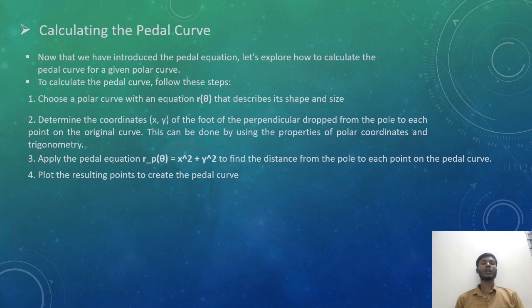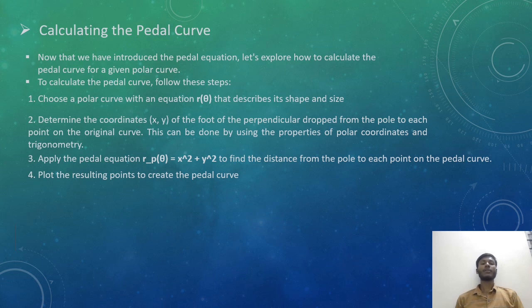Calculating the pedal curve. Now that we have introduced the pedal equation, let's explore how to calculate the pedal curve for a given polar equation. To calculate the pedal curve, follow these steps. Choose a polar curve with an equation r comma theta that describes its shape and size. Determine the coordinates x comma y of the foot of the perpendicular dropped from the pole to each point on the original curve. This can be done using properties of polar coordinates and trigonometry.